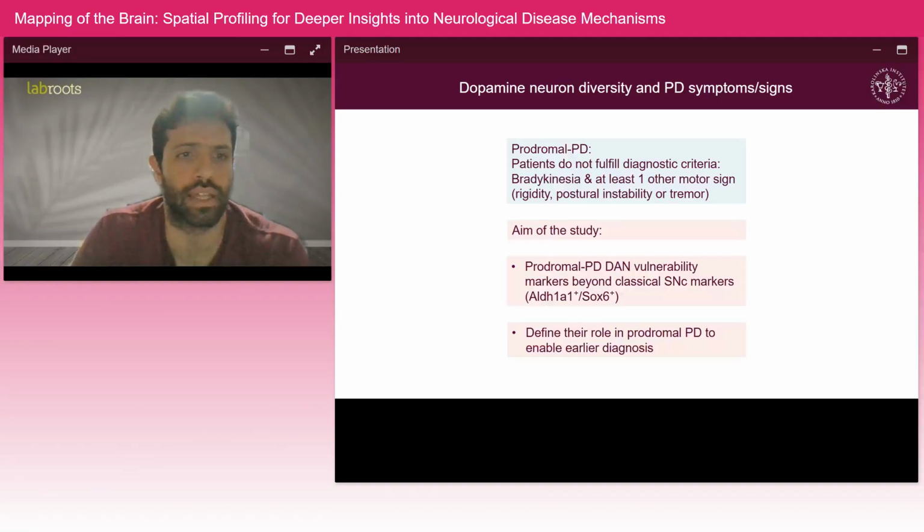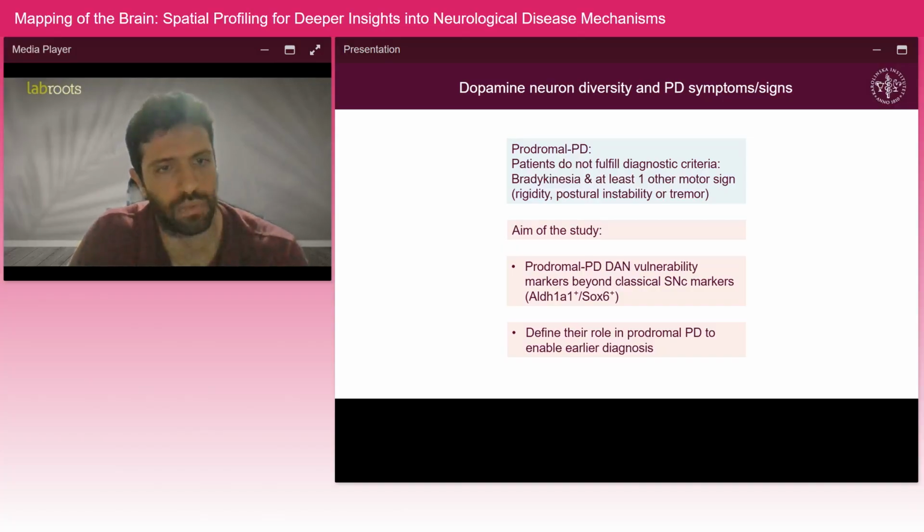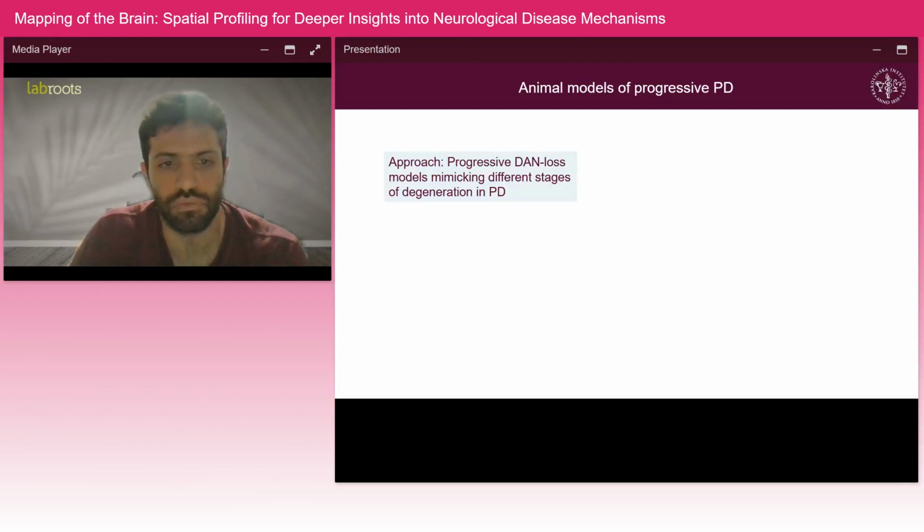So the aim of the study is to find the dopamine neuron subtypes that are vulnerable at the early stage of the disease, at the prodromal states, and since we will pinpoint them, to also define their behavioral role, how they contribute to the symptoms of the disease.